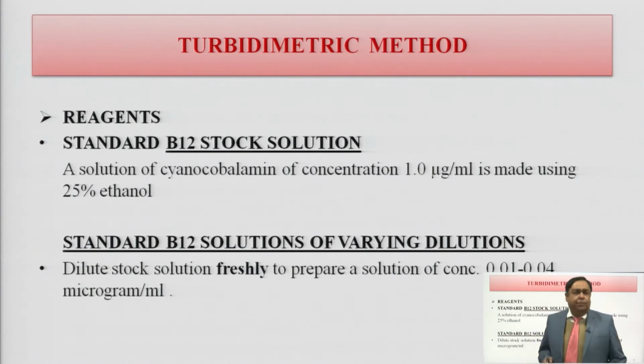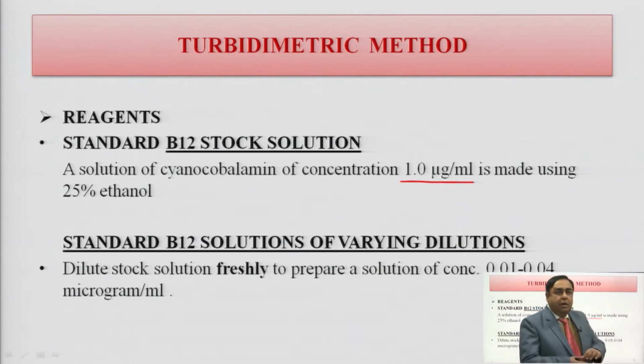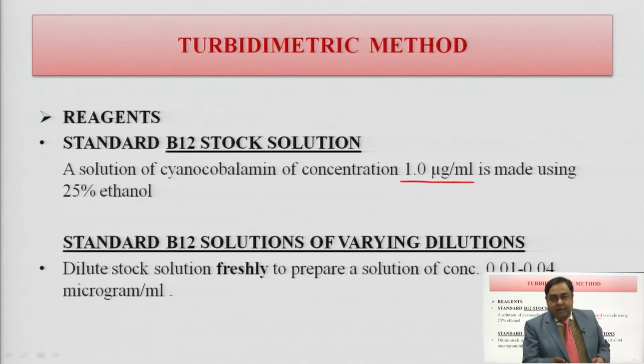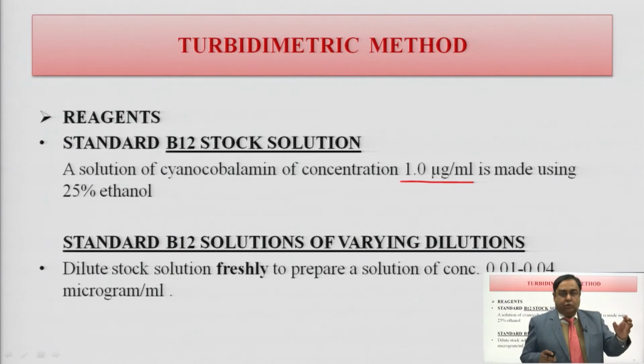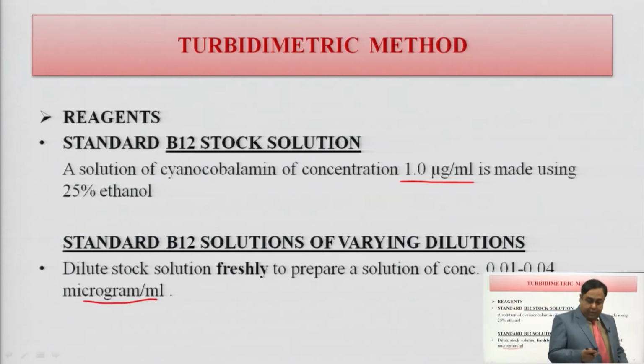So, what we have to do is prepare a standard stock solution where the concentration is 1 microgram per ml, and we have to use 25% ethanol. From this stock solution, we have to prepare a series of varying concentrations of standard vitamin B12, and those concentrations should range from 0.01 to 0.04 microgram per ml.